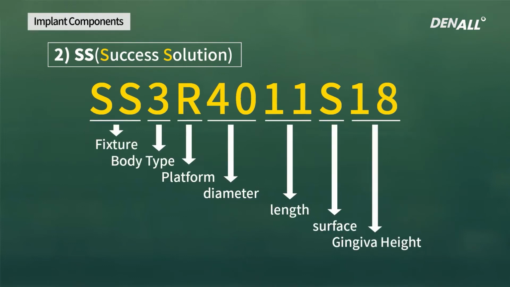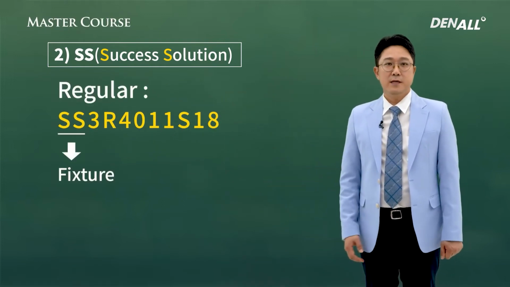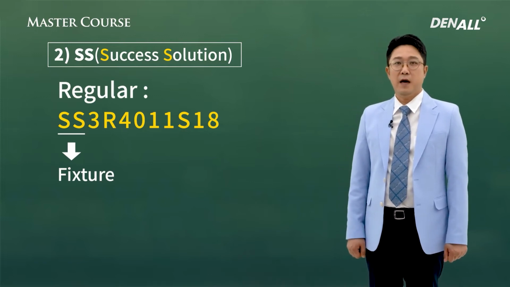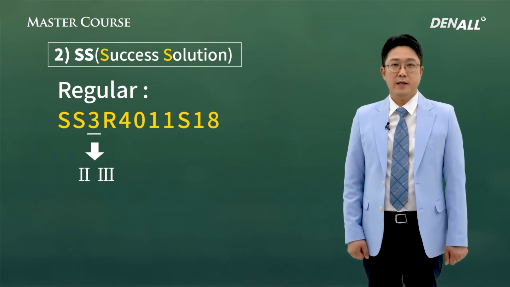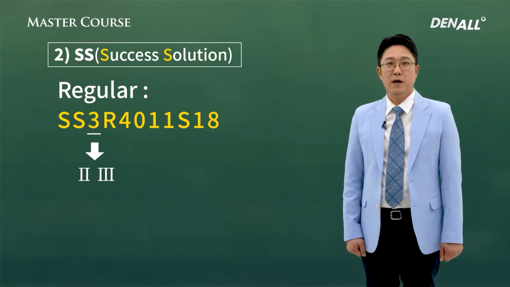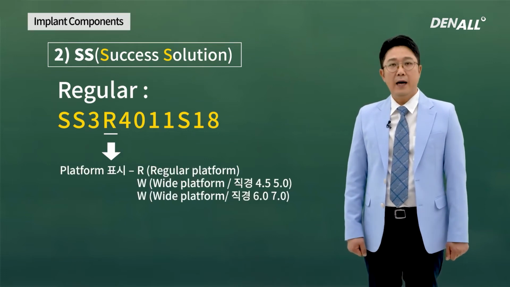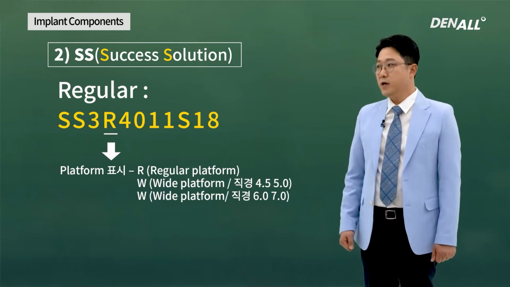SS3R4011S18. This product number holds significant meaning. Let's look at each one. SS at the very front means fixture system, and in the case of TS implant, it is marked as TS. The number 3 reflects the body type of SS fixture, and if it is straight, it is 2. If it is tapered body, it is marked as 3. SS2 or SS3 can be shown. R means that platform size is regular, and if it is wide, this is replaced with letter W.